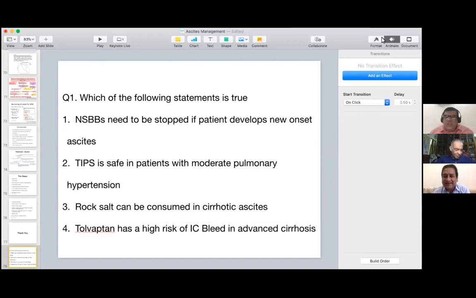So I think most of them have got it correctly, that tolvaptan has a high risk of bleeding. They were listening to the talk, because this was not in the slides. I had only spoken this sentence. So thank you, audience. I think that's amazing. They've really made my day. We've had very good audience participation today.